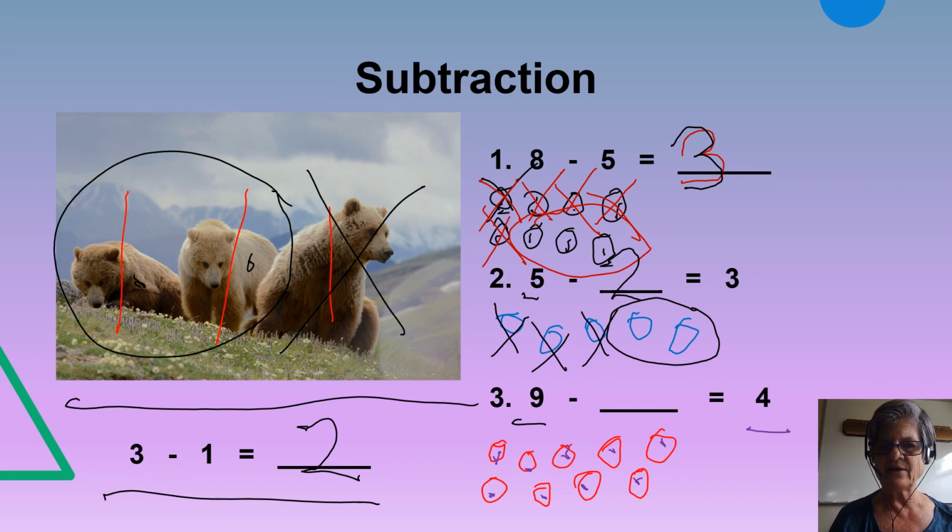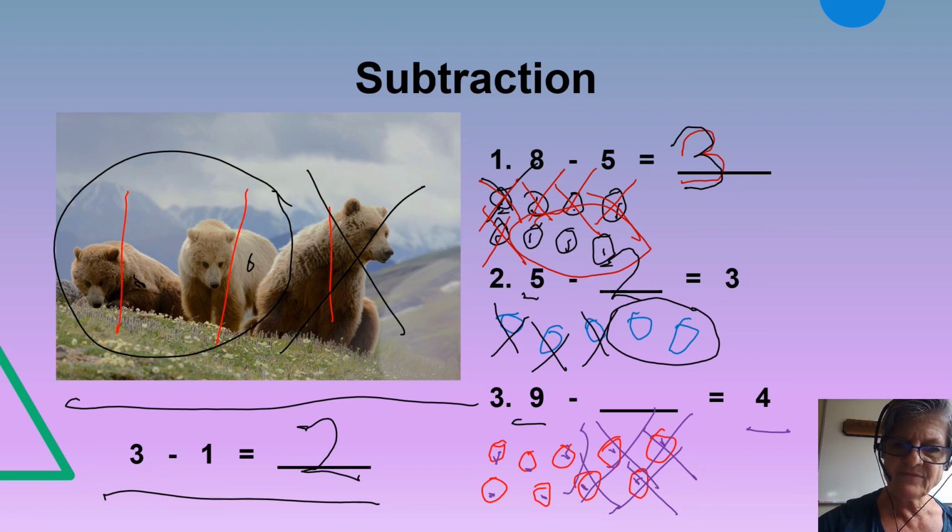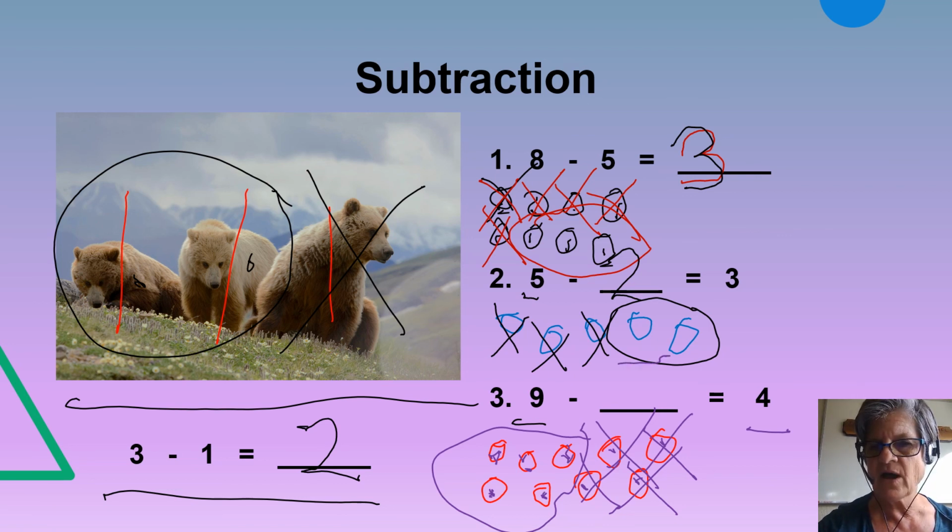Let's try Xing out 4. Ready? 1, 2, 3, 4. And then we have to count how many do not have an X on them. You ready? Let's count. 1, 2, 3, 4, 5. So I'm going to put 9 take away 5 equals 4. Because I had 9 circles, I crossed out 4 because I know that's one of the numbers that will make 9, and I had 5 left over. So 9 take away 5 equals 4.